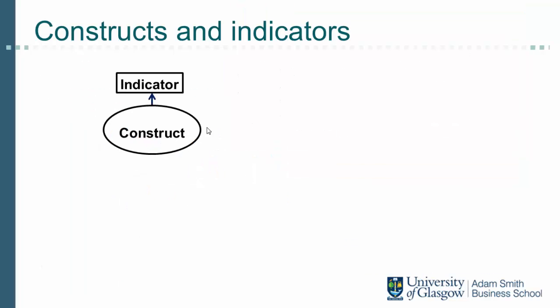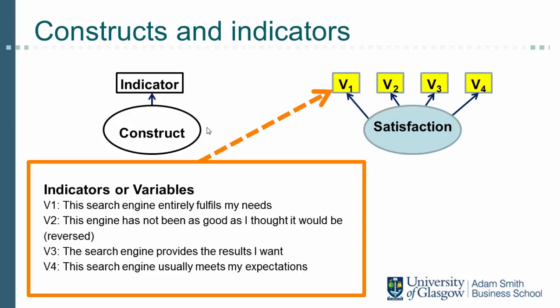Sometimes the concept may be represented by only one variable, or to use the language of measurement, a construct can have one indicator. For example, satisfaction may be measured with one statement only: this product entirely fulfills my needs. More often than not, in academic research, you will find that concepts are represented by multiple variables, and multiple variables are used to measure concepts with greater precision. For example, in the example provided here, the concept of satisfaction is measured with 4 indicators or variables.